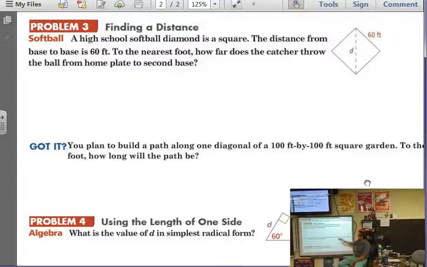So, what do we know about a baseball or a softball diamond? I hate really calling it a diamond. Carmen, do you play softball? I used to. It's a 45, 45, 90 triangle. So really, a baseball diamond is a baseball square. It says that a high school softball diamond is a square.